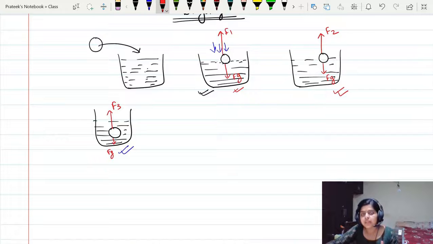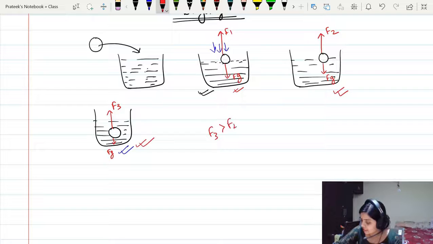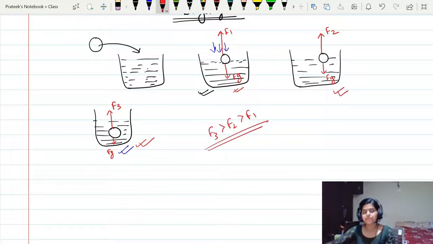Now let's try to push the ball further down, as in this case. You will observe that as the ball is pushed further down, it will be more difficult to push it because the upward force keeps on increasing till the body is completely submerged. So it means F3 is greater than F2, which is greater than F1. Now let's release the ball.